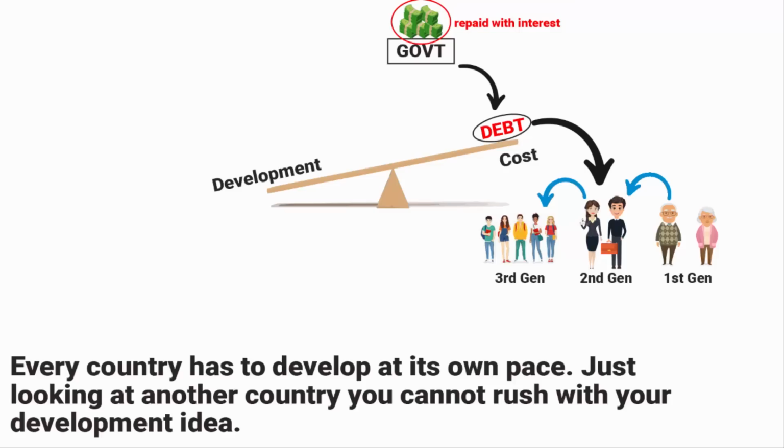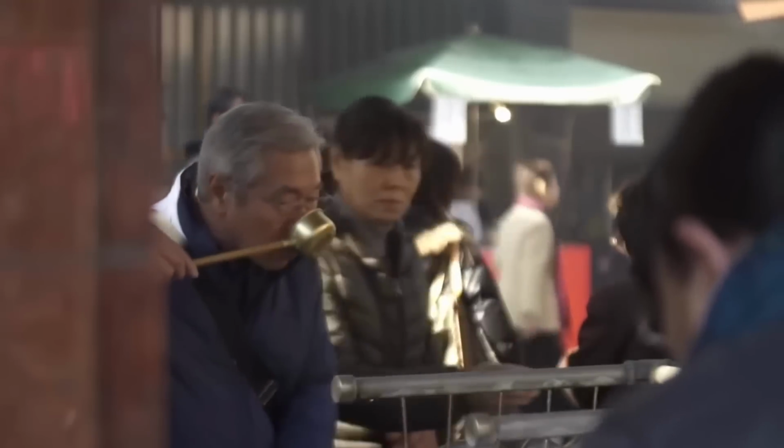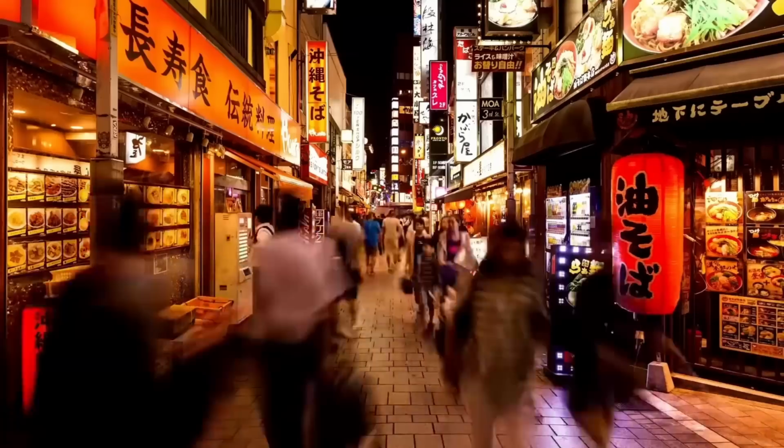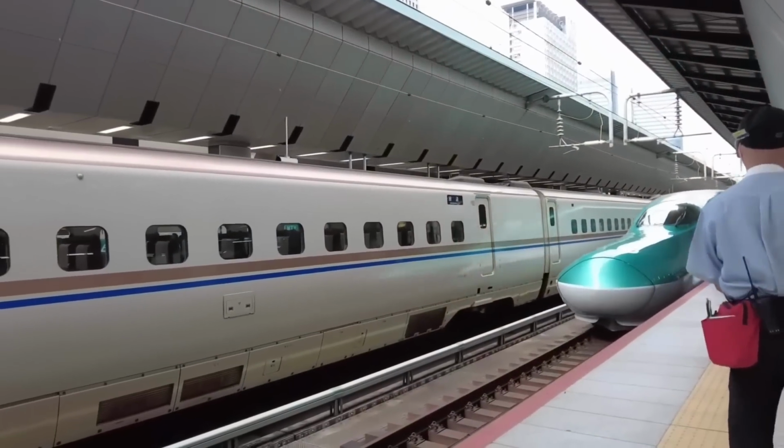That is why I always say that every country needs to develop at its own pace. Just looking at another country, you cannot rush with your development idea. If you study the economy of Japan, it is a perfect case study that will tell you that Japan's desire for rapid development and economic growth has played a significant role in its high national debt.